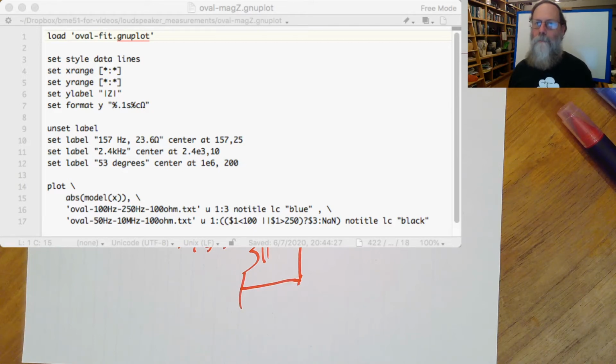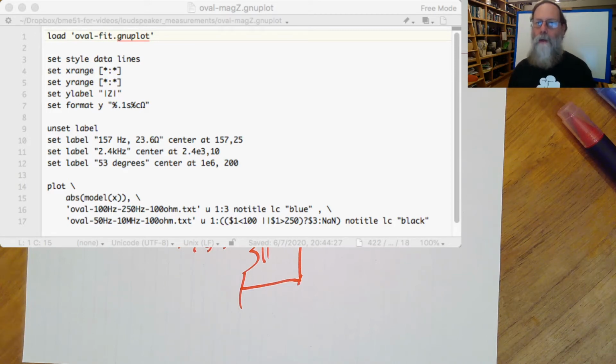And then setting the labels, one is for the mechanical resonance, just to remind me what the values were that I saw in the data file for that. It was around 157 hertz, and the peak resistance there was about 23.6 ohms. The 22.4 kilohertz is where the secondary resonance is that we're not going to be modeling. Then the 53 degrees is where that peak of the phase occurred, and that occurred actually at about 1 megahertz. So these are just kind of reminders to myself of those values.